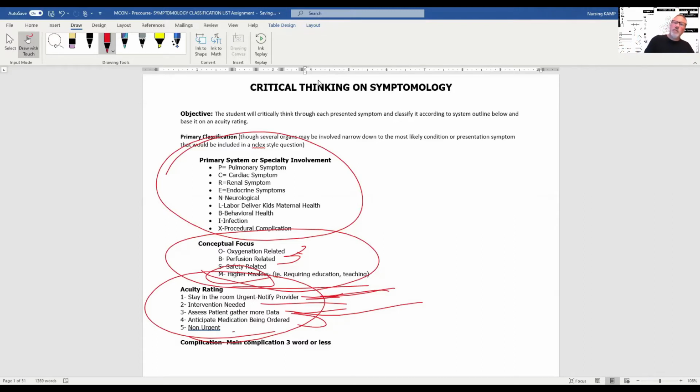And then number 5 would be non-urgent. Okay, so a non-urgent thing could be anything from chronic pain or something like that that requires teaching. All right, so then the main complication in 3 words or less. So whatever the symptom is, so chest pain, right? So substernal chest pain, the main complication would be myocardial infarction, right?